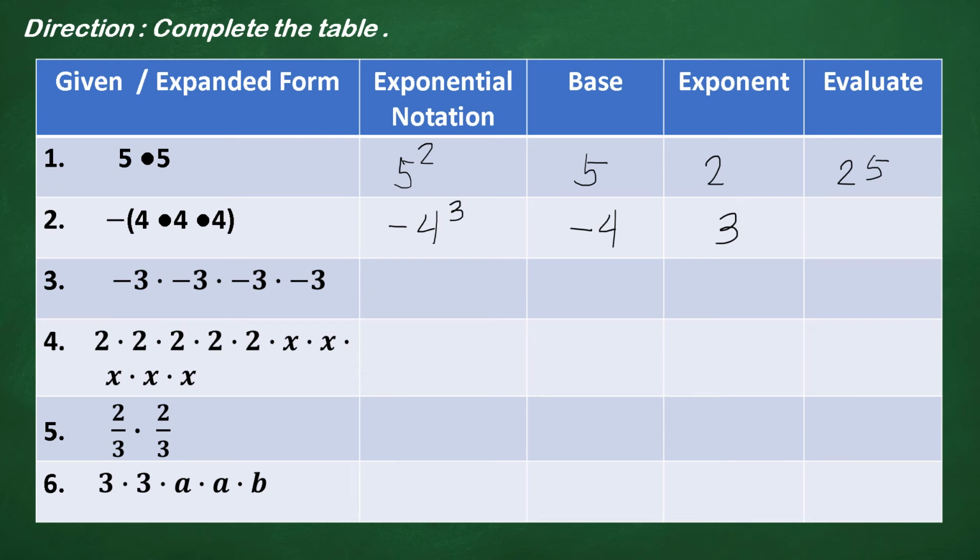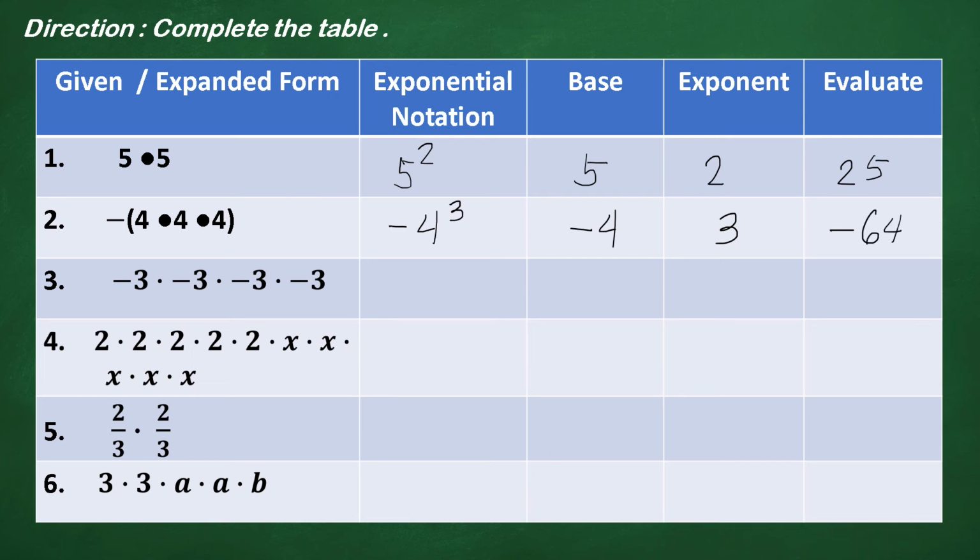Okay? Hindi kasama na imumultiply na 3 beses si negative sign. Then, if we're going to evaluate, this is already negative. 4 times 4 times 4 is equal to 64. So, we have negative 64.